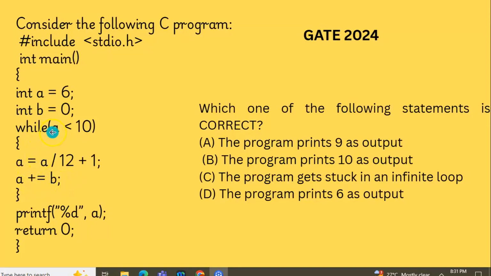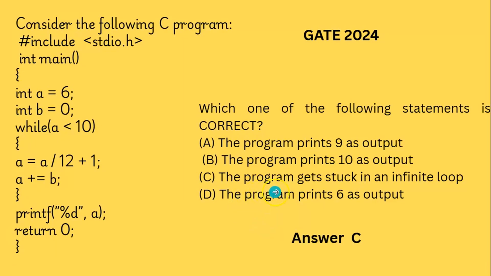So again 1 less than 10, the condition is true. In this way the loop will be repeatedly executed, because this condition will never become false. So the answer for this question is option C. The program gets stuck in an infinite loop.